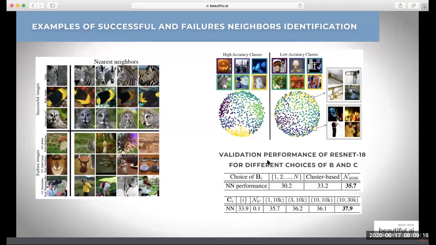And they have also looked at the validation performance of ResNet 18 for different choices of background and close neighbors. And they found that generally by increasing the number of groups you use in your k-means clustering, and also the number of times you repeat the k-means clustering, the performance is improving.